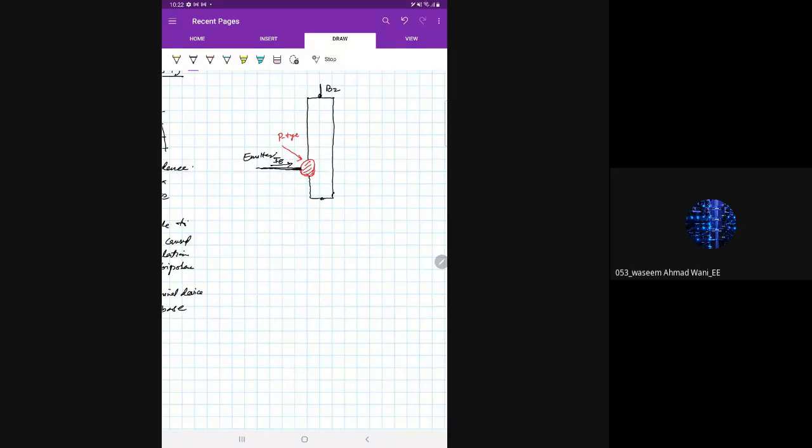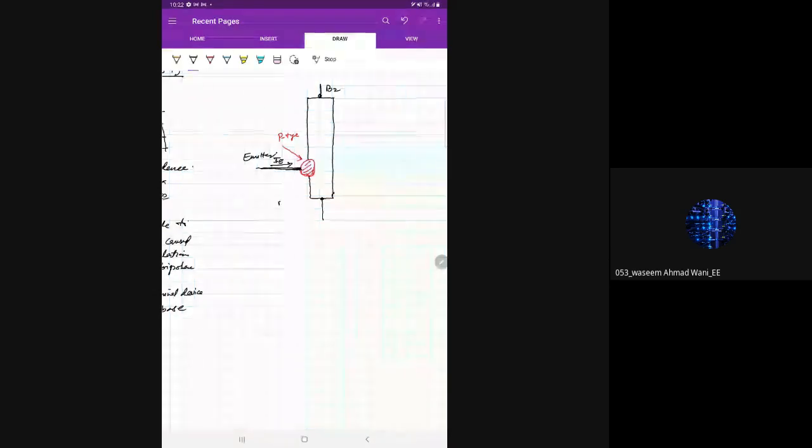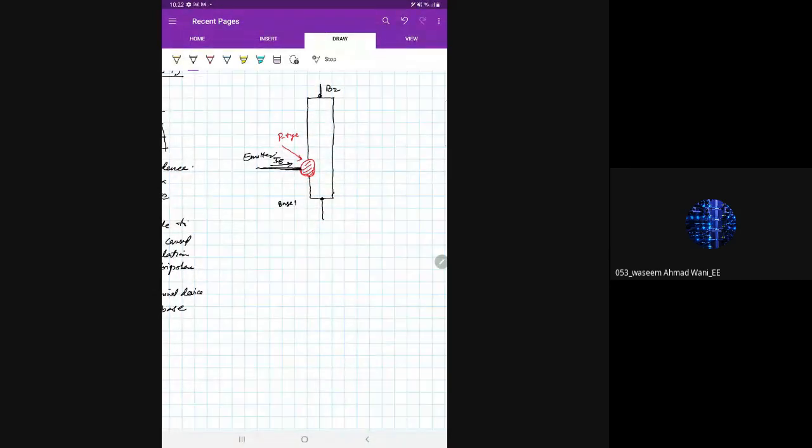At the bottom, you have another contact here. This is base B1. So I'll write it down, base 1, which is B1. And this is base 2, B2. And this entire black bar, which is a bar type structure, is nothing but an N-type semiconductor. This entire black is N-type semiconductor.